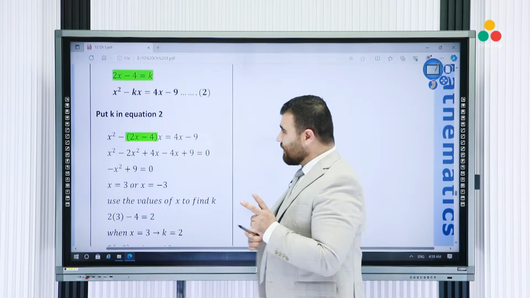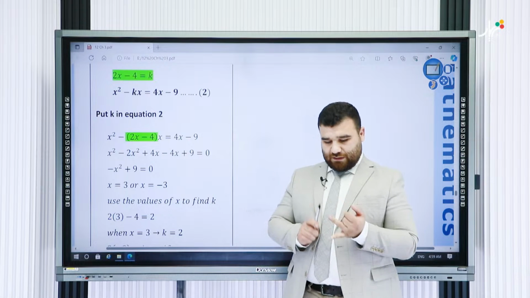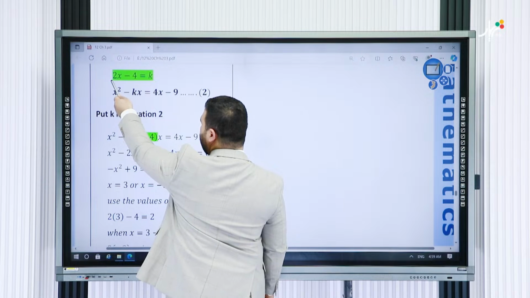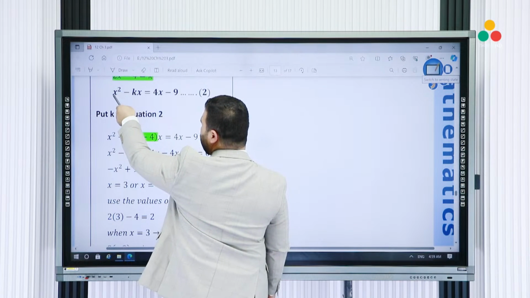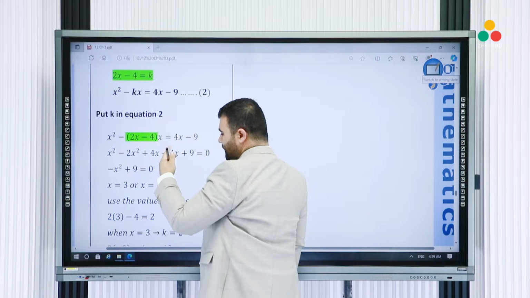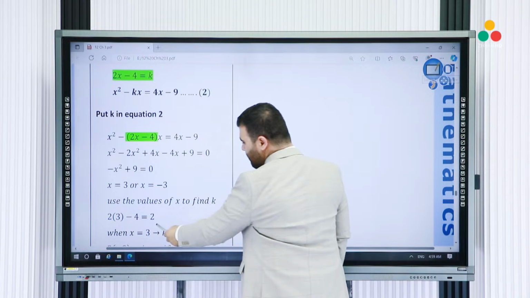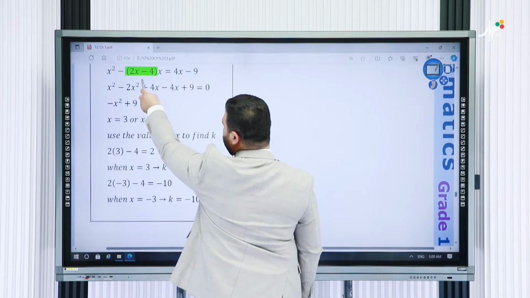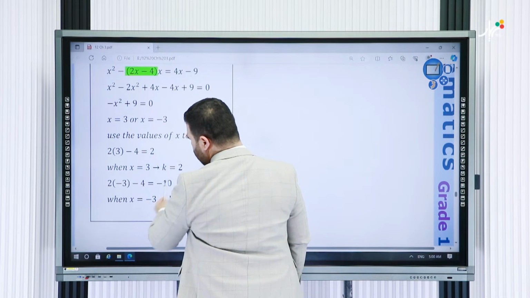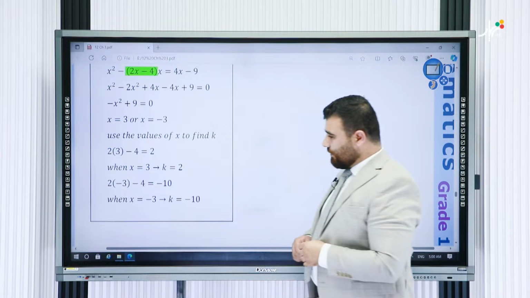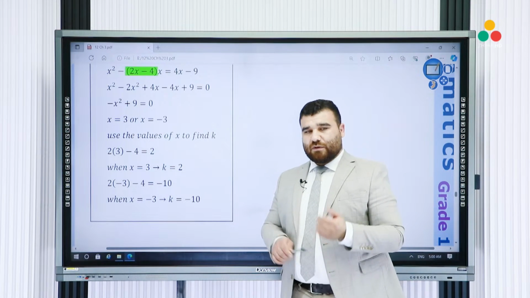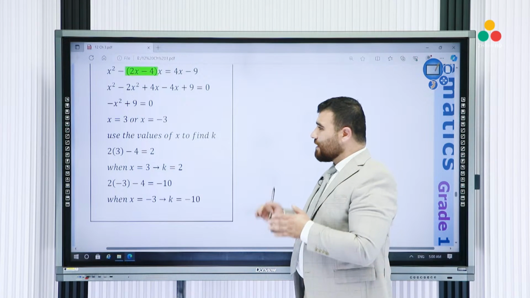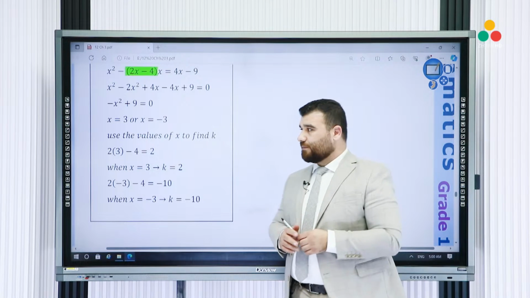So we got the two values for x: x equal to 3, x equal to negative 3. Now, since we knew the value of k in terms of x, when we put 3 in place of x, 2 times 3 is 6, 6 minus 4 is 2. So when x is equal to 3, k is equal to 2. When x is negative 3, put negative 3 in place of x to find k, we will get negative 10. So when x is equal to negative 3, k is negative 10. We found two possible values for x and two possible values for k to make the line tangent to the curve.